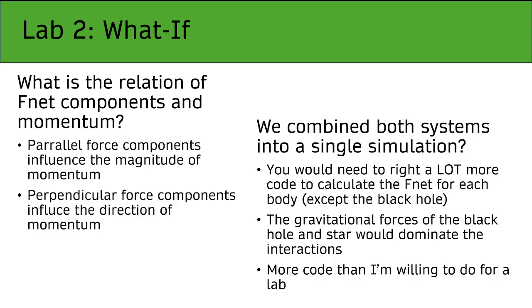So the what-if was, if we combine both systems into a single simulation, you would need a lot more code to calculate the FNet. You would have to write and calculate position vectors for each one. Now, you could leave some out simply because, as stated before, you can consider some negligible, as the gravitational forces of the black hole and star would dominate those interactions for the most part, and it would just be a lot of code.